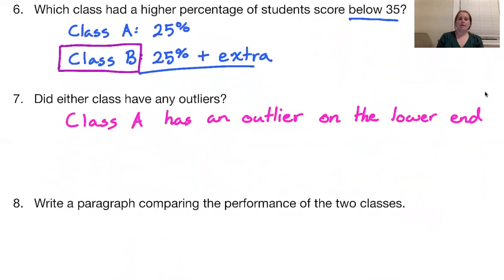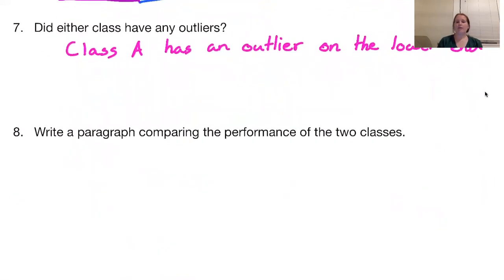And finally, our job is to write a paragraph comparing the performance of the two classes. You will be doing something similar in your first project, where you will be comparing the spending per student on K through 12 education in all Eastern states versus Western states.